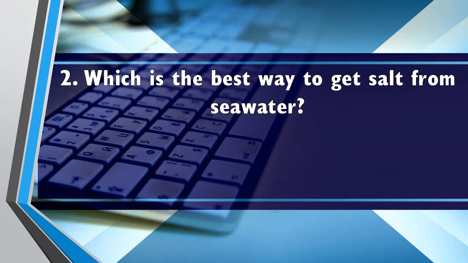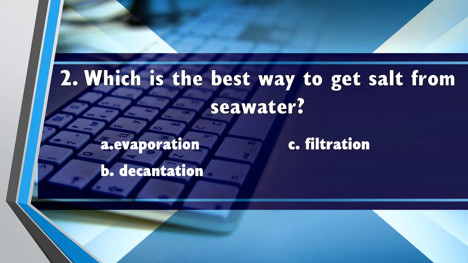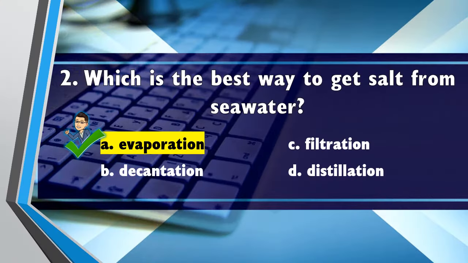Number 2. Which is the best way to get salt from seawater? A. Evaporation. B. Decantation. C. Filtration. D. Distillation. The correct answer is letter A. Evaporation.